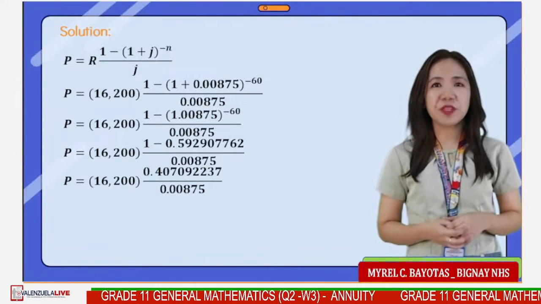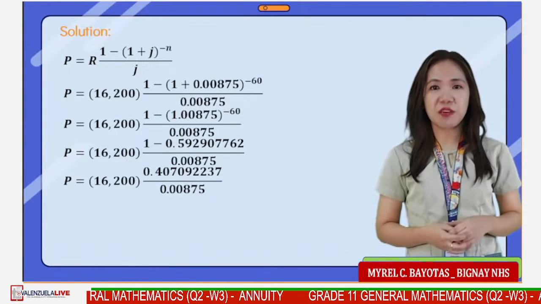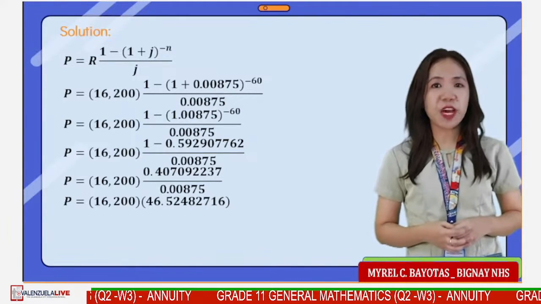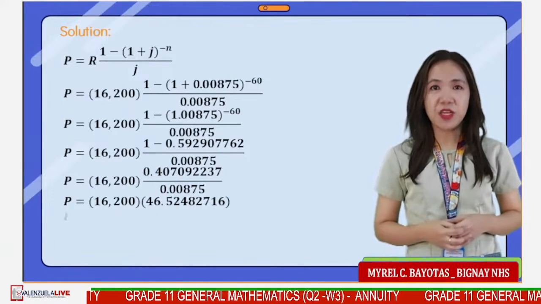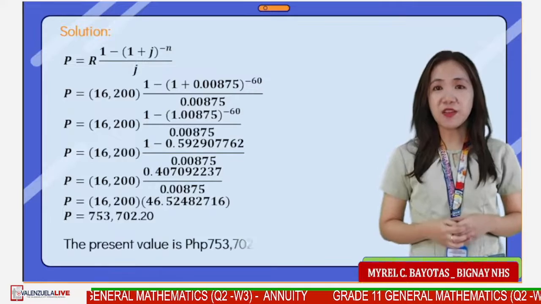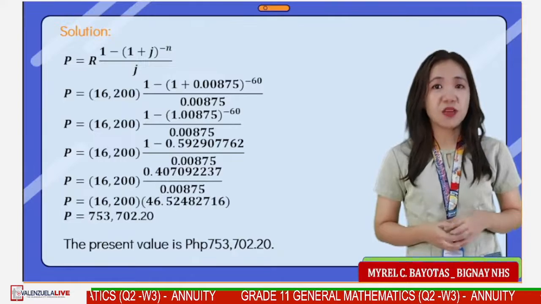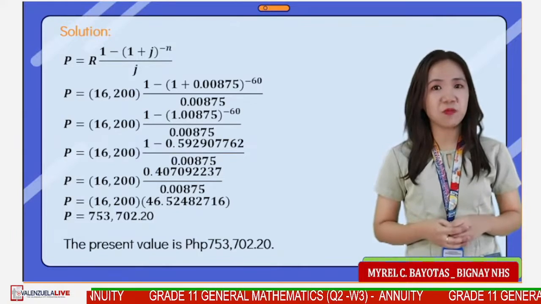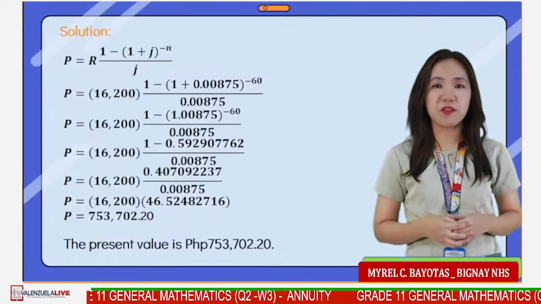Divide 0.4070922237 over 0.00875. P equals 16,200 times 46.52482716. And finally, multiply. P equals 753,702.20. The present value is 753,702.20 pesos. But take note that this is not yet the final answer, since what we are looking for is the cash value.